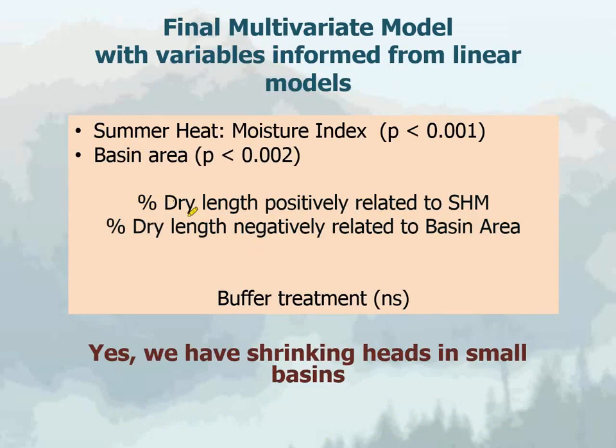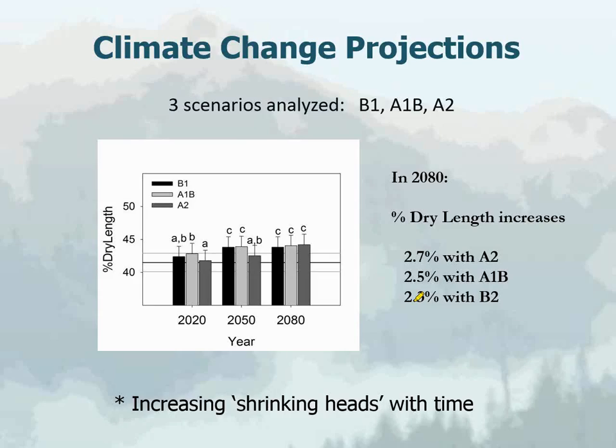So the percent of the dry length of a stream reach was associated with the summer heat moisture index, also the basin area, and stream flow was not related to the buffer treatment. So yes, we have shrinking heads with climate, but the buffer doesn't seem to be involved.